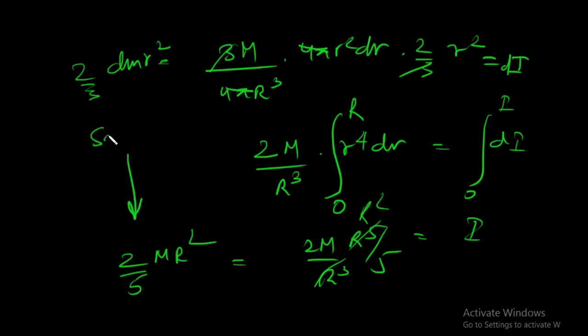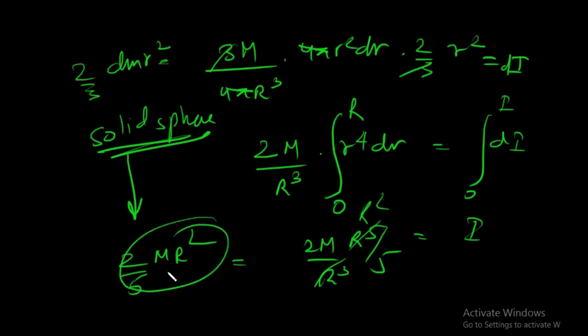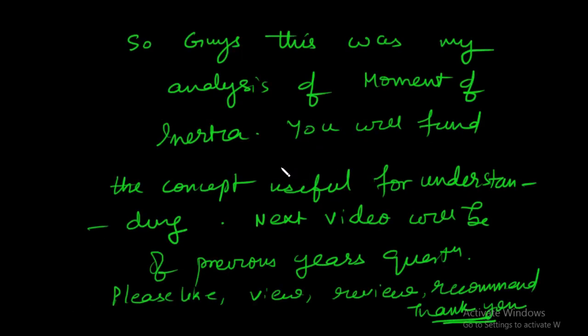Now this is for a solid sphere. You see the difference. Moments of inertia are different for a hollow sphere and a solid sphere. I explained the difference. So guys, this was my analysis of moment of inertia.